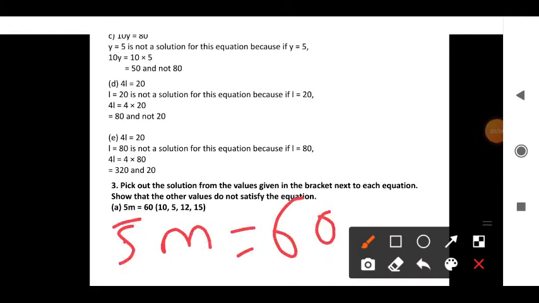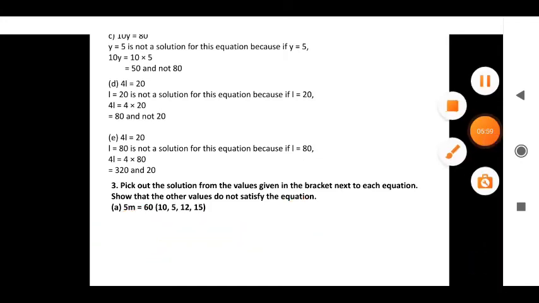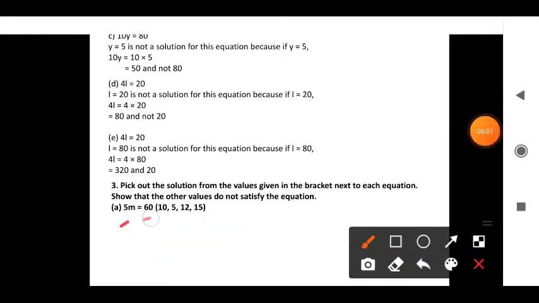5m equals 60. So you can observe 5m is there on our left side, so it is the left hand side. This 5m is on the left hand side, and 60 is on the right hand side. That is why 5m is called LHS and 60 is called RHS.